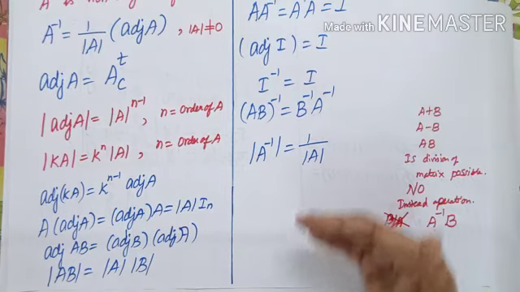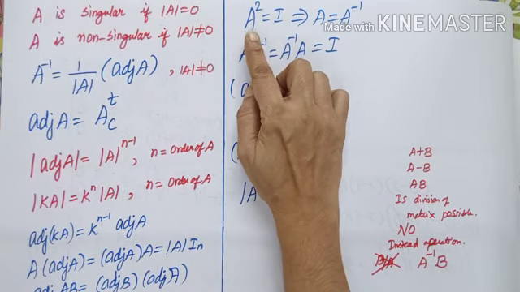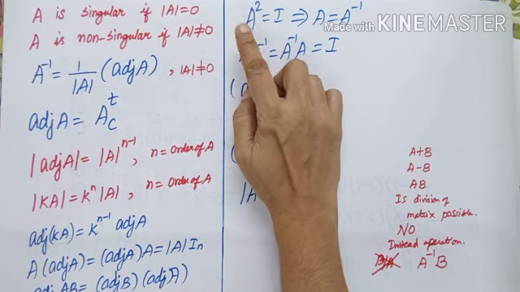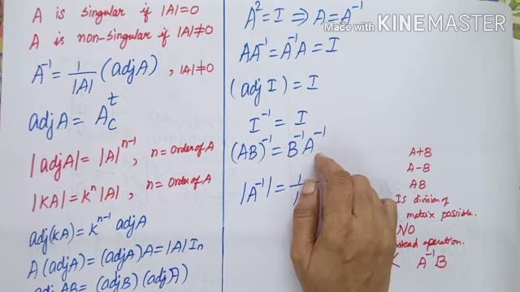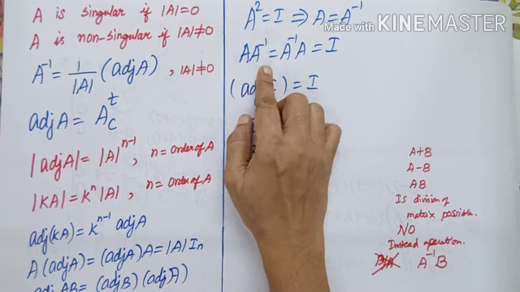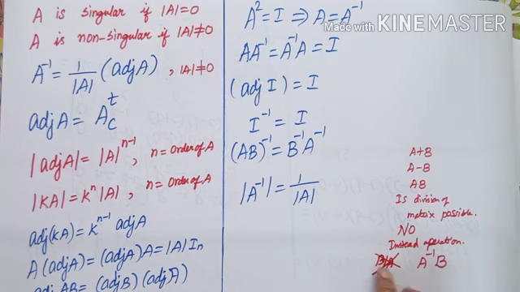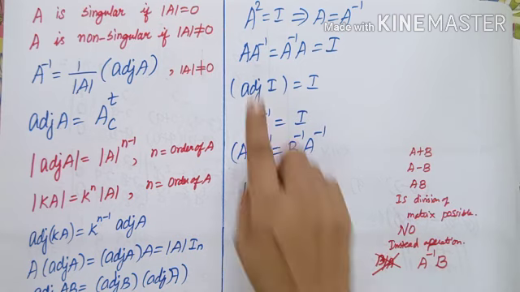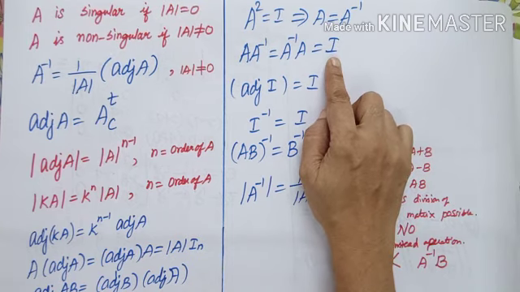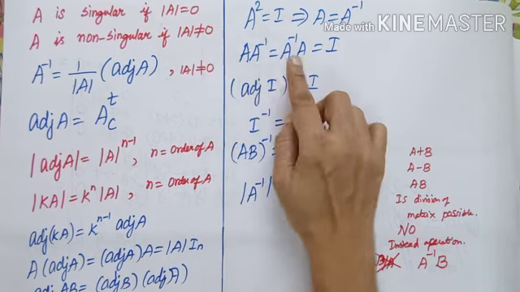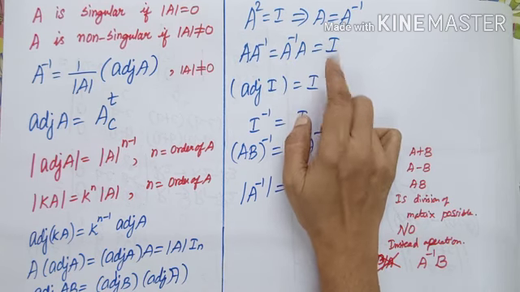Now some of the properties of A inverse. Whenever A square is I, how do you find A square? A into A. If A square is I, we get A equals A inverse. And whenever I multiply A and A inverse, we actually said for 1 by A, we don't write 1 by A, instead we write A inverse. So A and A inverse will get cancelled, giving me only I. So A inverse A or A A inverse, however I multiply, I must get I, a very important property.